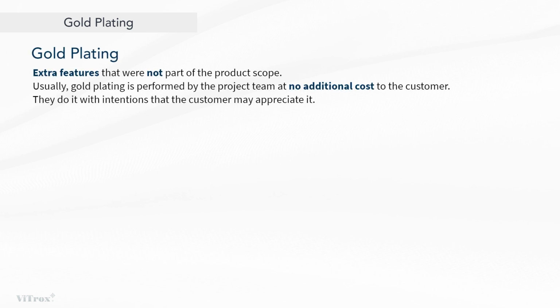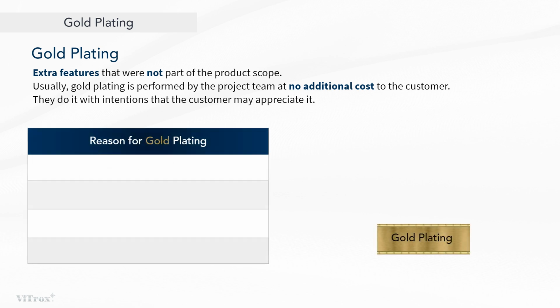While scope creep involves adding features unintentionally, gold plating, on the other hand, involves voluntarily adding extra features or functionalities to a product or deliverable that were not part of the product scope, at no additional cost. They do it with the intention that the customer will appreciate the additional value. However, gold plating can lead to scope creep, increased costs, and wasted effort if the customer does not find the added features valuable.